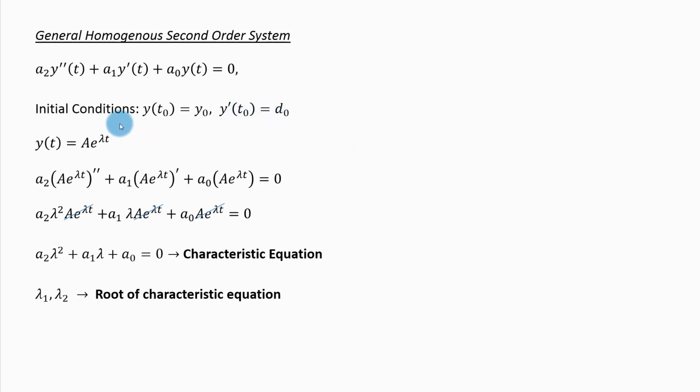You can start looking for the solution of the differential equation in this form. You substitute this form into your differential equation, evaluate the derivatives, cancel out the a's and the exponentials, and what you are left with is the characteristic equation. This is a second order polynomial which will have two roots, lambda 1 and lambda 2. Now the solution will depend on what types of roots you get.